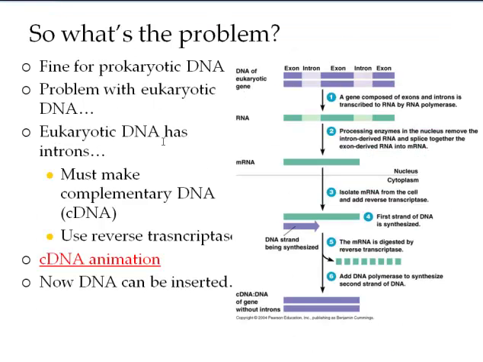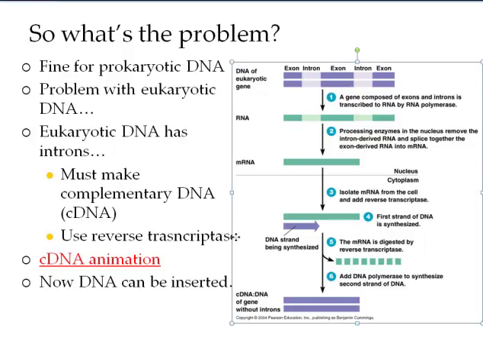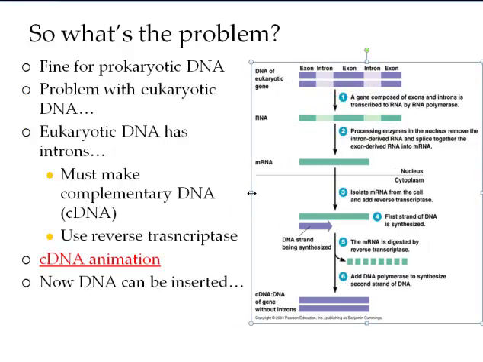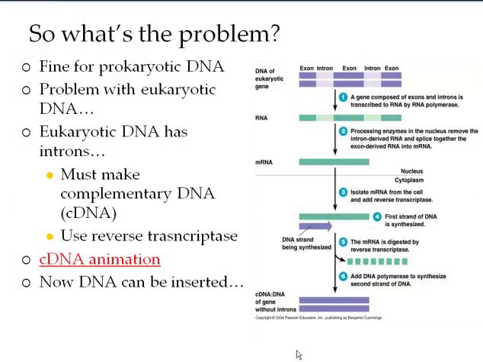So eukaryotic DNA has many introns, so it makes many cDNA copies, and reverse transcriptase is the enzyme that will do that. That will help to make those segments.